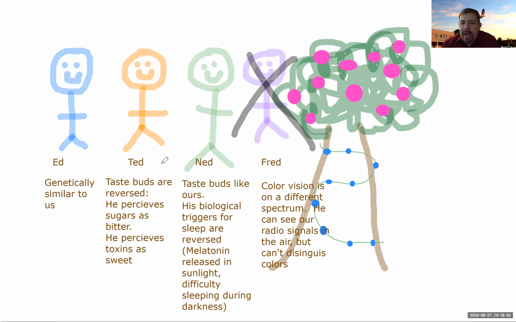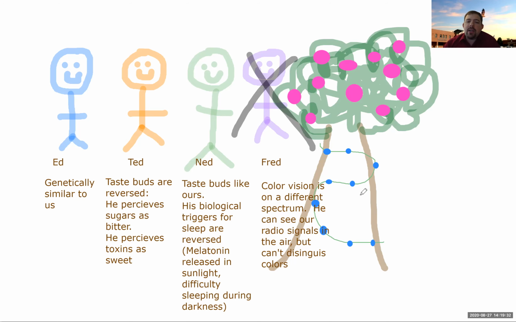Let's go to Ted. So Ted and Orange. Ted has everything just like us, but he has a different perception of taste. So when he gets sugar, he perceives that as incredibly bitter, whereas when there's toxins in his food, he finds that incredibly sweet. So if you consider the evolutionary purpose of taste, different tastes give us different clues about what we're eating. And for Ted, when you give Ted one of these pink fruits, he feels it so bitter he can't handle it. And what he prefers to eat are these blue fruits.